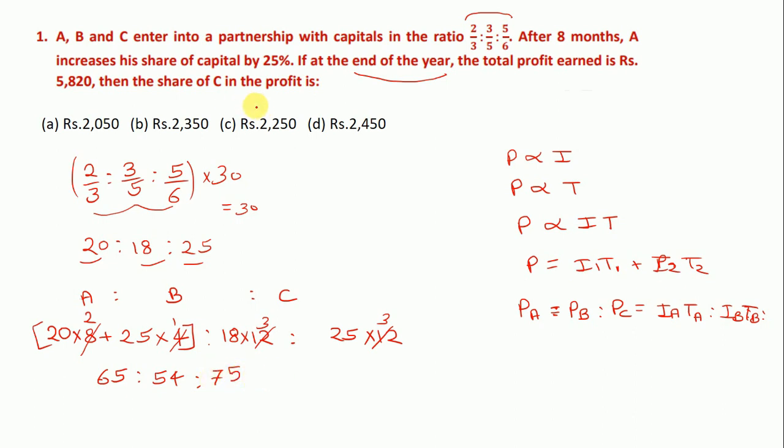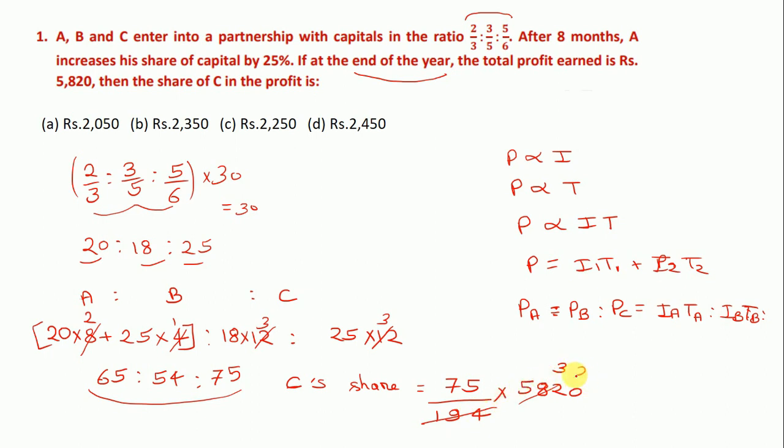Now find the share of C. C's share is 75 units out of the sum of these. So 75 divided by 65 plus 54 plus 75 is 194 in total, which simplifies to 5 plus 5 plus 4 is equal to 14, 7 plus 5 is equal to 12 plus 6 is equal to 18 plus 1 is equal to 19, into the total profit of 5,820. It will go 3 times. 4 into 3 is equal to 12, and 19 into 3 is equal to 57 plus 1, 58.